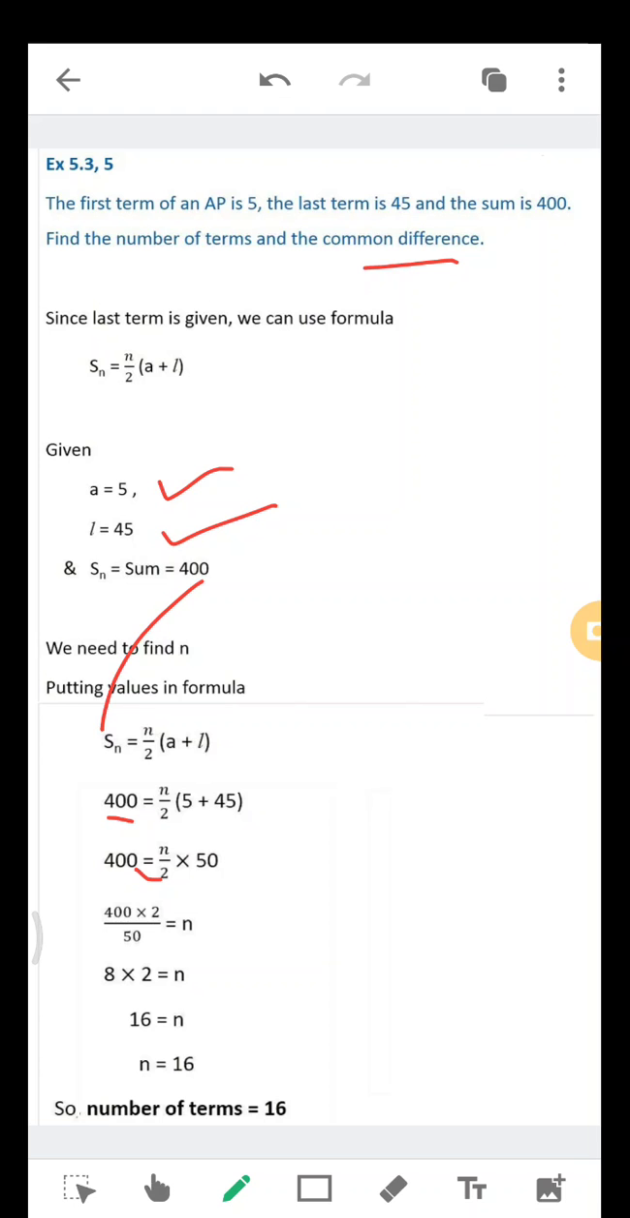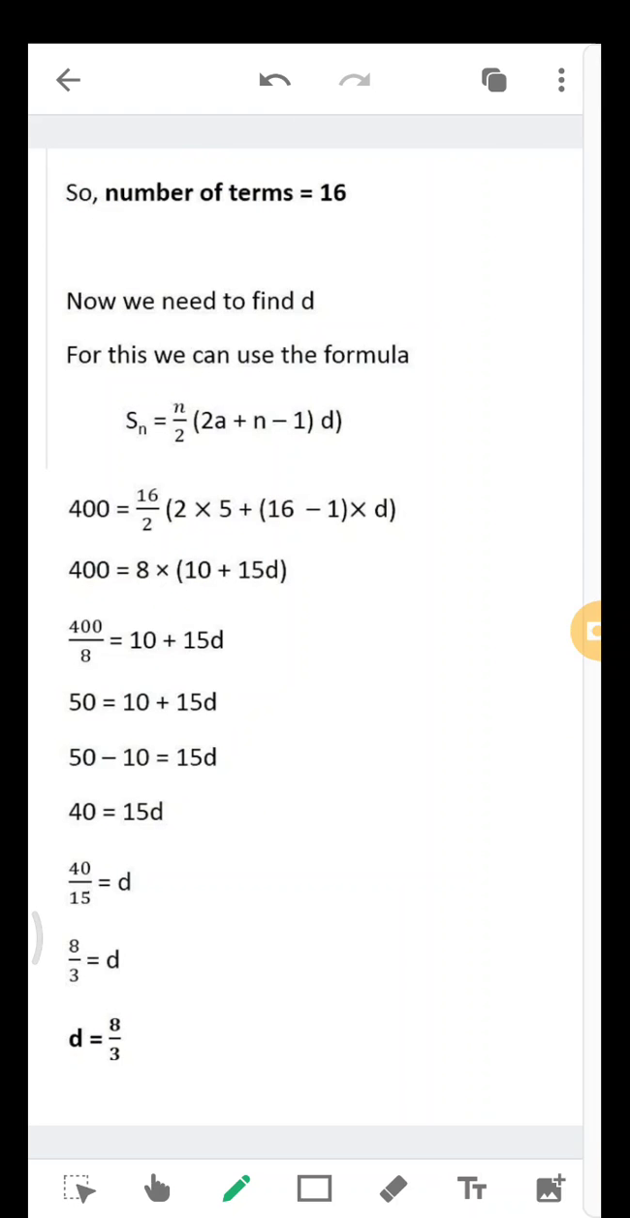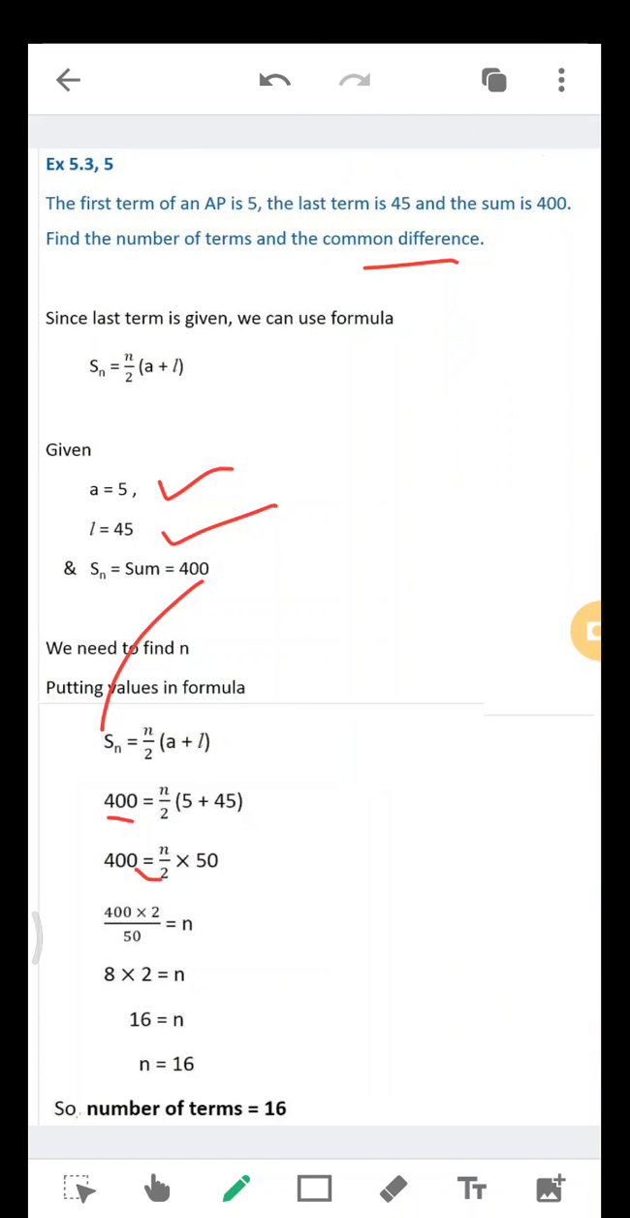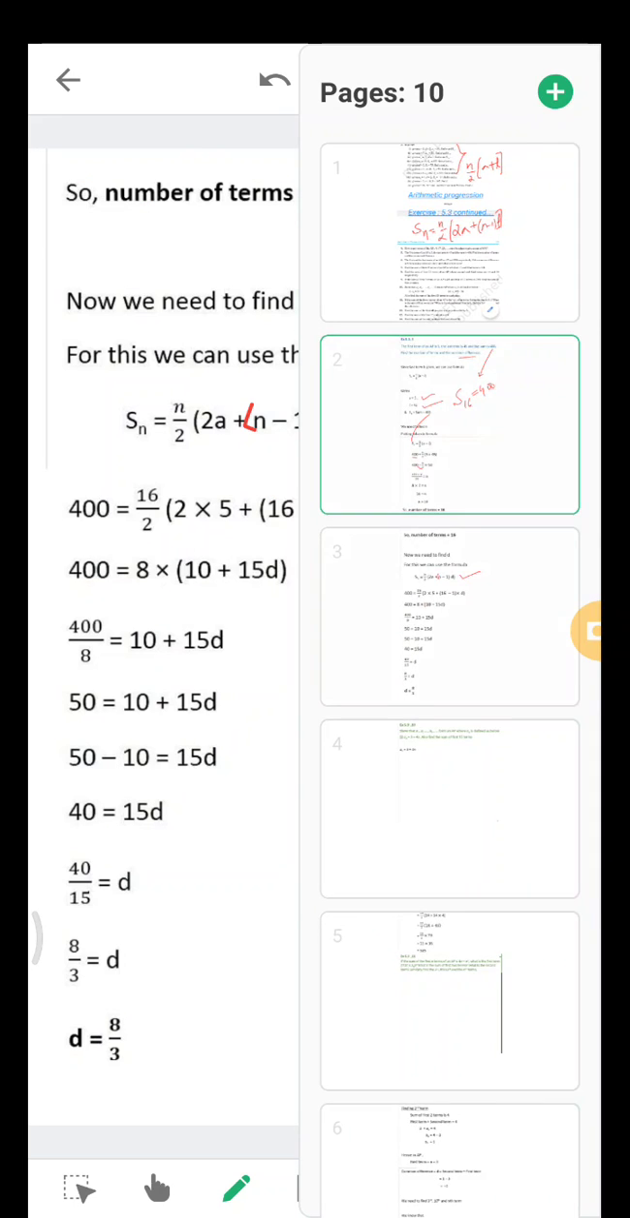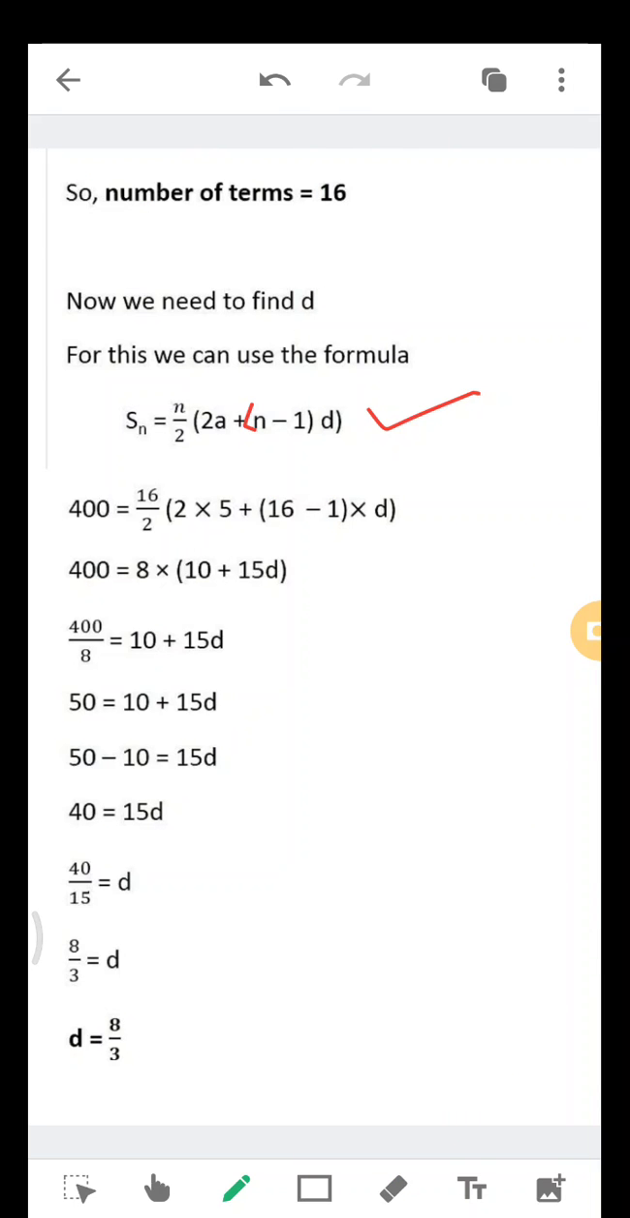Now we have to find the common difference. For finding the common difference we will use another formula, that is S of n is equal to n by 2 into 2a plus n minus 1 into d. What is S of n? That is S of 16. We found the n value, that is 16. So this 400 is nothing but S16. S16 is 400.